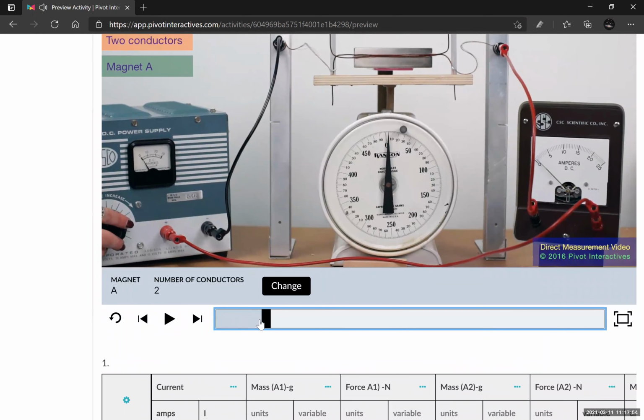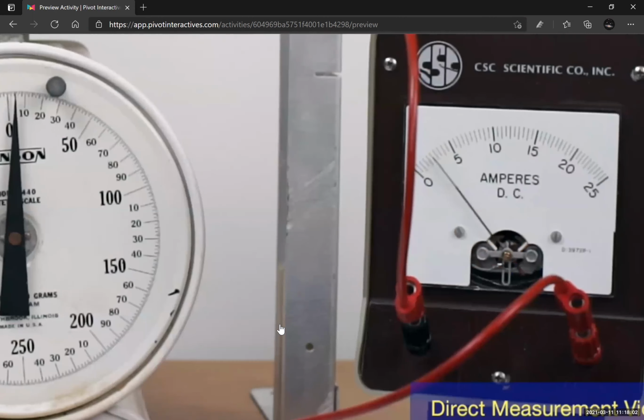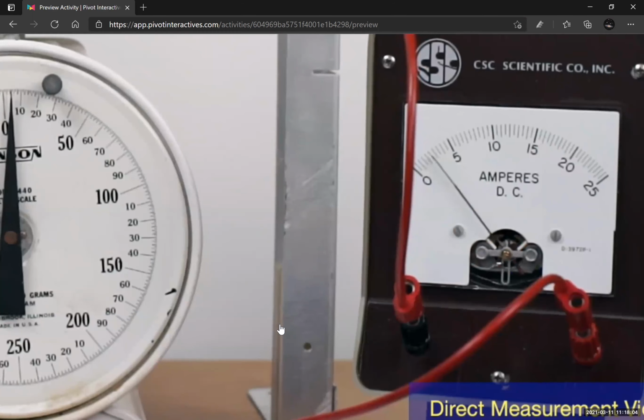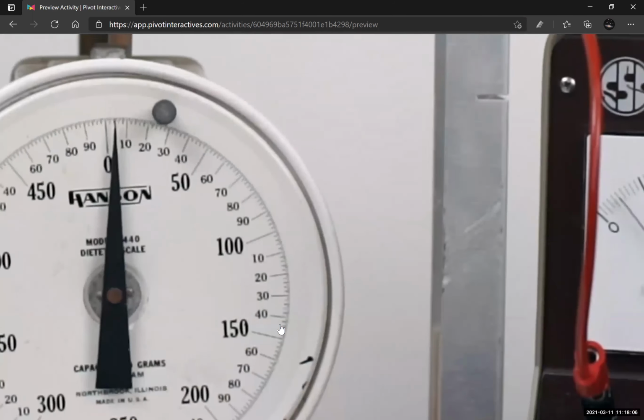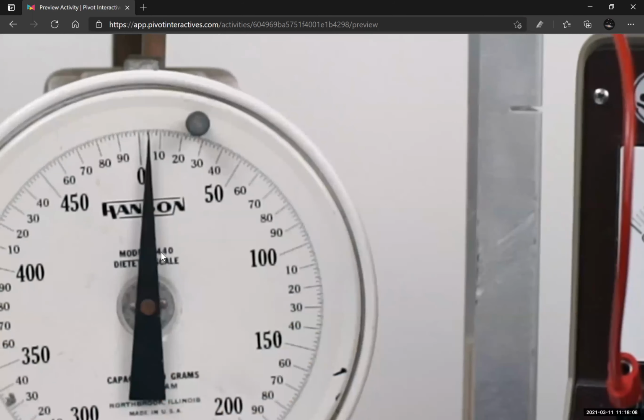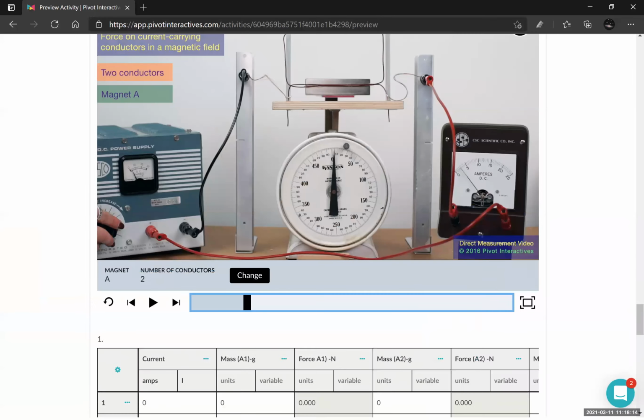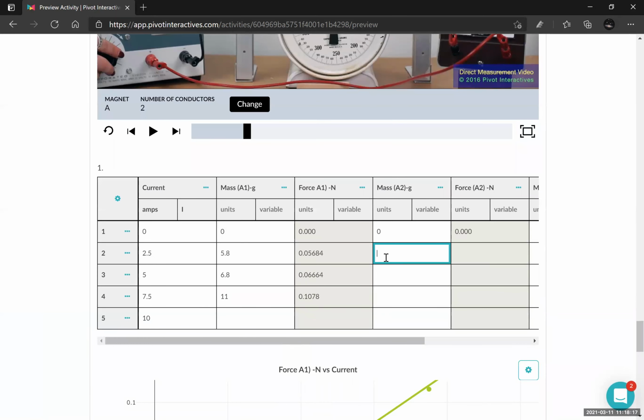I go back and start making measurements. So I look at the ammeter when it's 2.5. Again, you try to do it more accurately. That means you zoom in and make sure it's 2.5. See, it's 2.5. Then you make a measurement of the mass, and I can see this is maybe 4.3 or something like that. So I say, all right, 4.3.